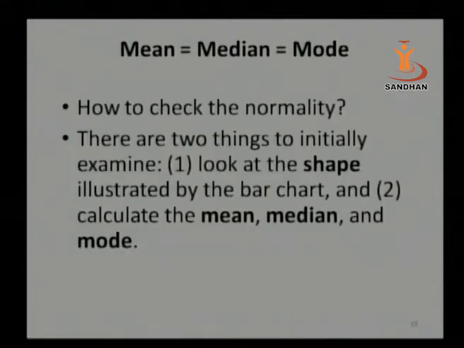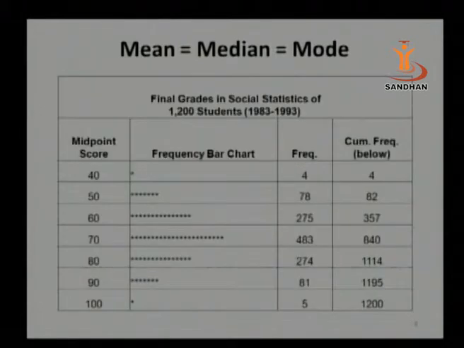Now the problem is how to check normality. It means how to decide whether the data is following a normal distribution or not. To answer this question, we initially have to examine two things. First, look at the shape illustrated by the bar chart or histogram. Here you can see the bar chart has a bell shape, which is one property of the normal distribution. So it is enough to say that your data is following a normal distribution.